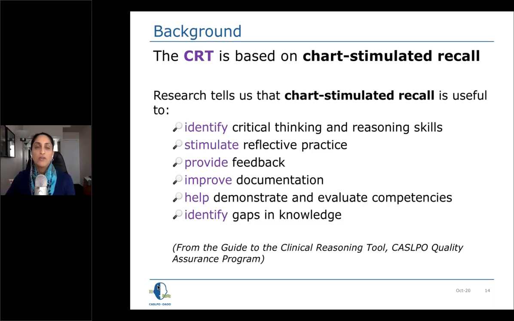Another important thing to know is that the clinical reasoning tool is based on chart-stimulated recall. And we know from research that chart-stimulated recall is useful for a variety of things that we've listed here, including identifying critical thinking and reasoning skills, stimulating reflective practice, improving documentation, record keeping, and also to identify gaps in knowledge.